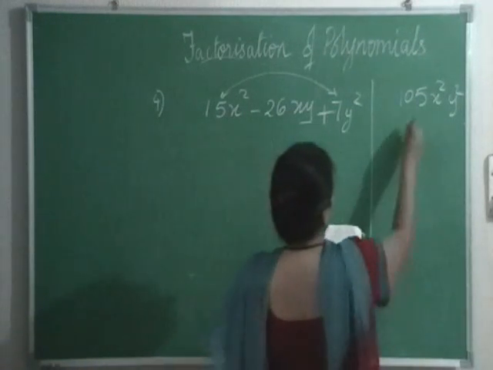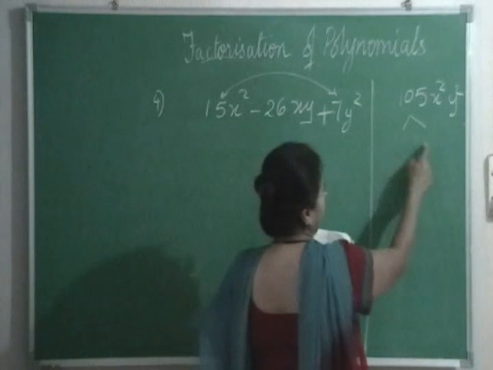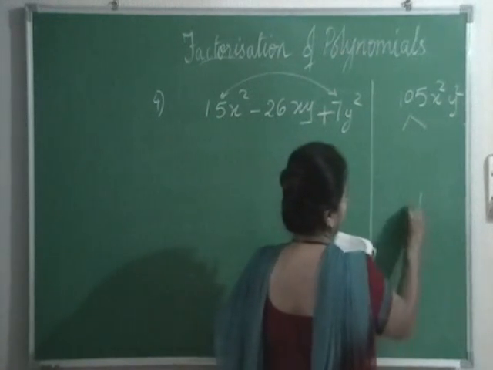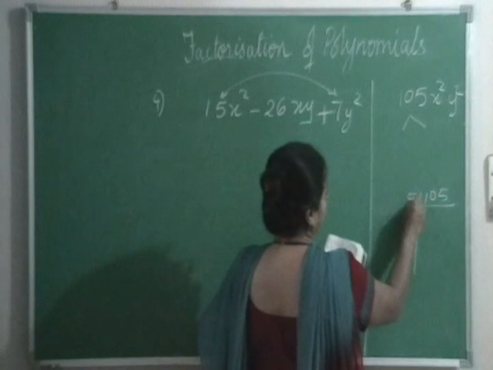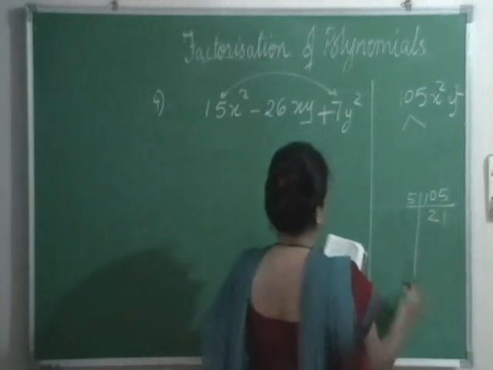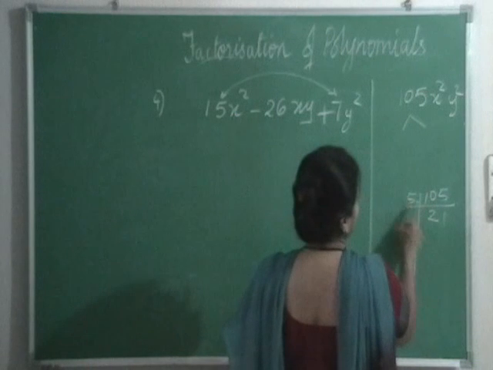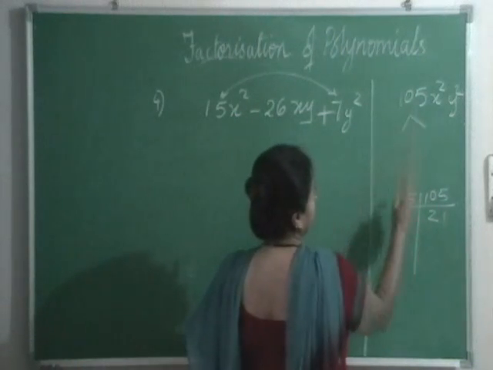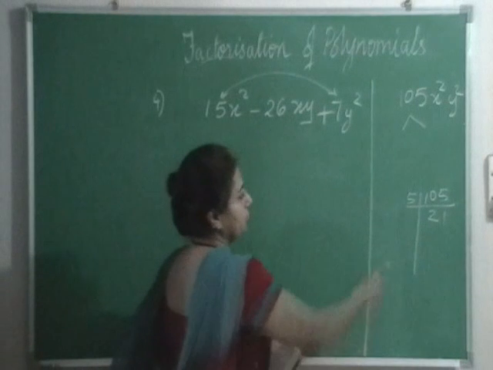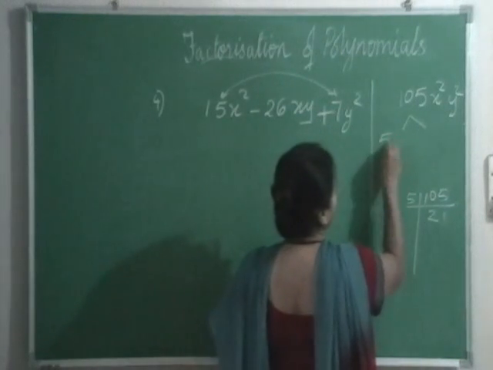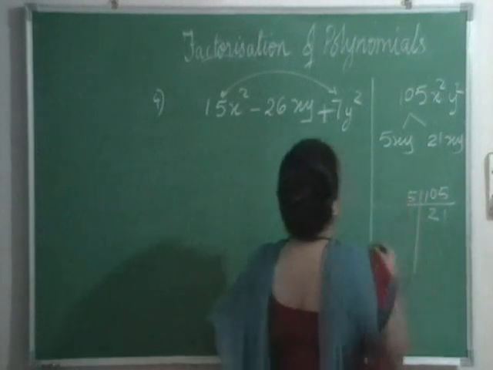And your split ups, when the number is big, finding out split ups is a bit difficult. So take this method for split ups. 105, 5 21s are 105. Check whether these two partners are right. When you multiply these two, it gives this, and when you add 21 plus 5 it gives you 26. So these are the right partners, 5xy and 21xy.